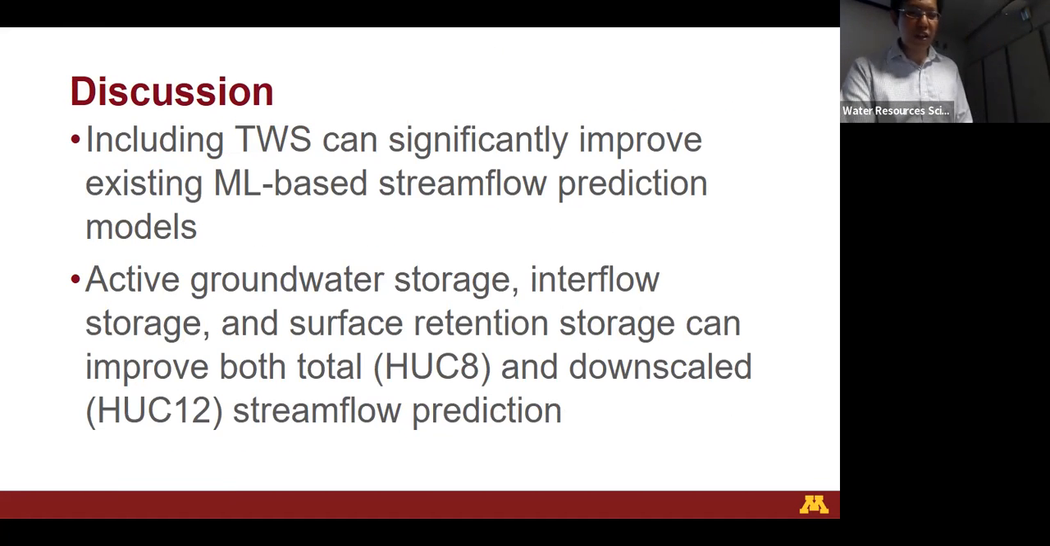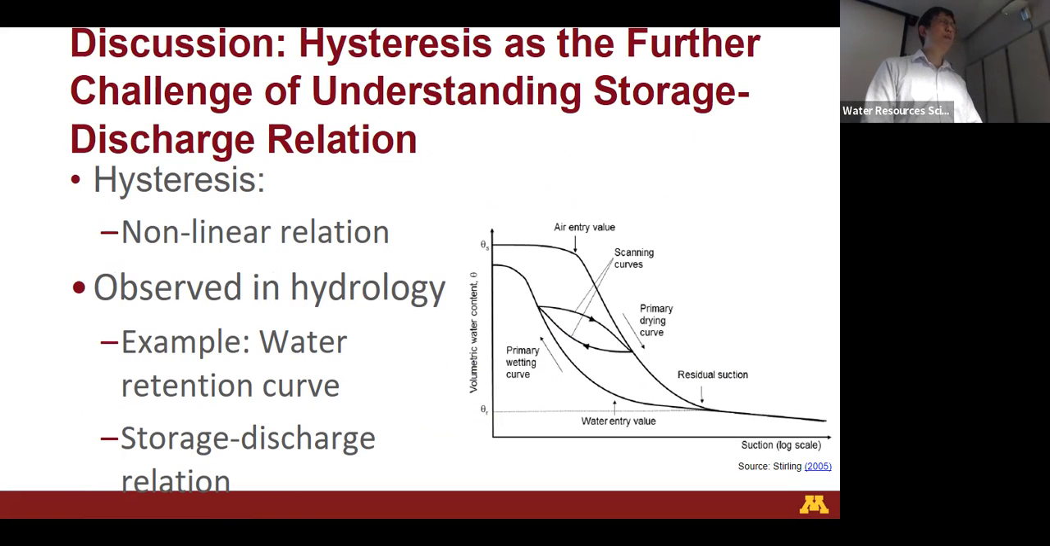And since we still have time, I will also talk about another thing I observed, which is the hysteresis of the storage discharge relation. What is hysteresis? Mathematically, it means the response to an external influence is a double-valued function. One value applies when the influence is increasing, and the other applies when the influence is decreasing. So you form a loop instead of forming a function. And such a pattern has been observed in the water retention curve, as well as the storage discharge relations.